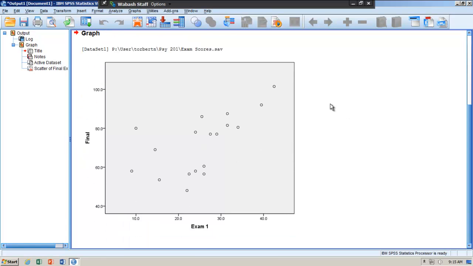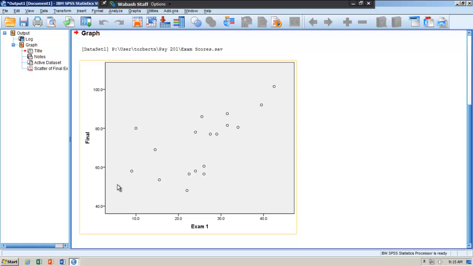Okay, and here is the plot that we looked at in class that shows you that there is a relationship where those individuals who scored well on exam 1, so 30 points or above, tended to also score well in the final. But the relationship kind of breaks down in the low end.